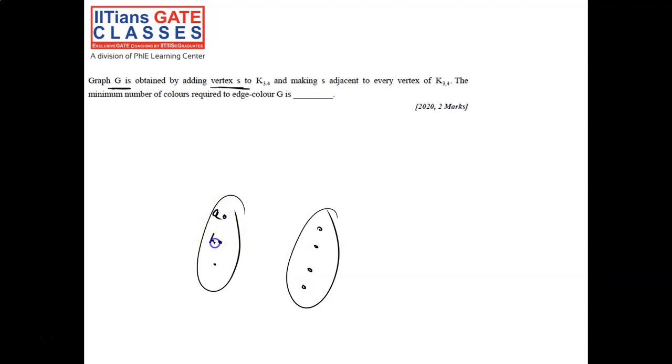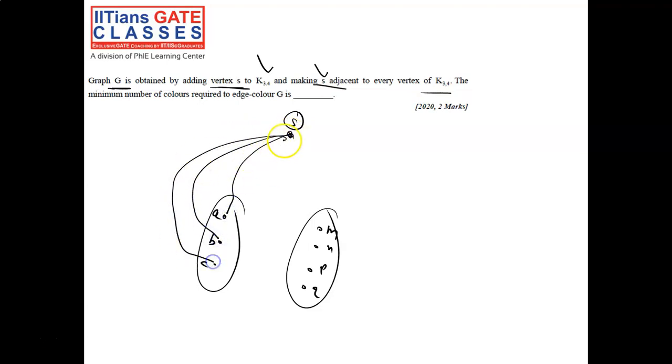For example, this is A, B, C, and maybe this is M, N, P, Q. So basically, this K34 is a complete bipartite graph in which one partition has 3 elements, another partition has 4 elements. Now he is saying that to this K34, we add a vertex S such that we make this S adjacent to every vertex of K34.